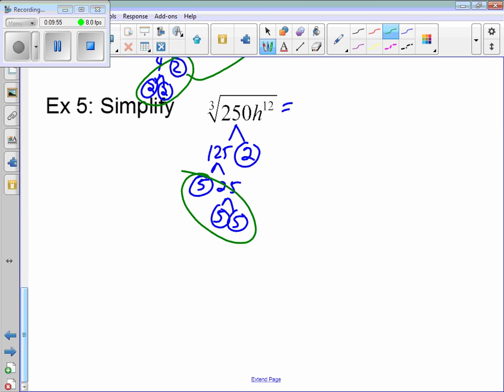So 5 comes out. h's, how many groups of 3 can you get out of 12? Should be saying 4, so change to the 4th. Cube root of 2 is left over. That's your final answer.